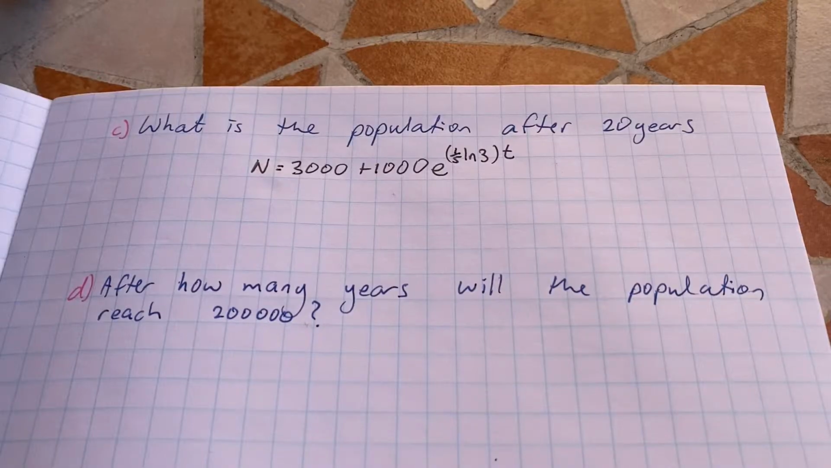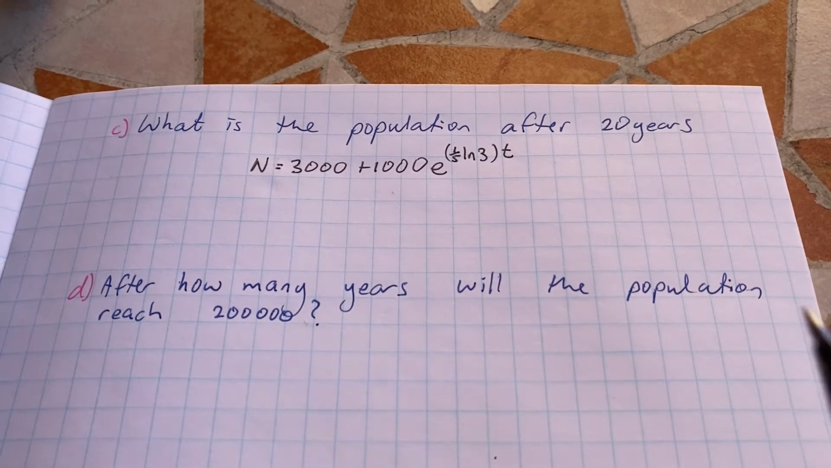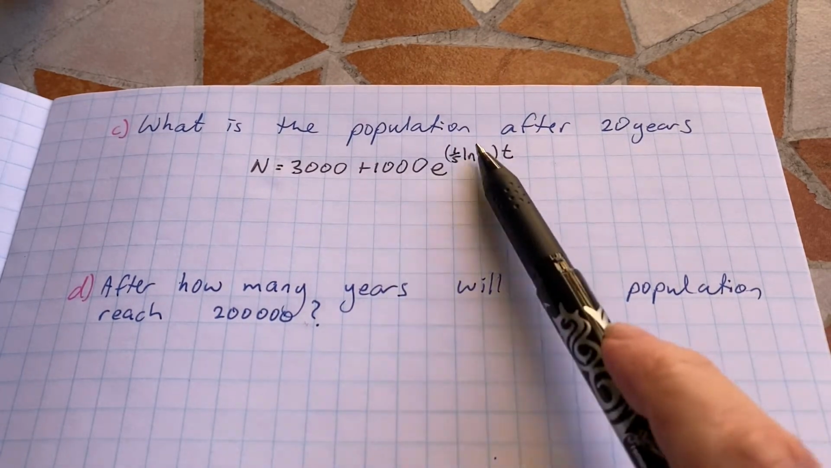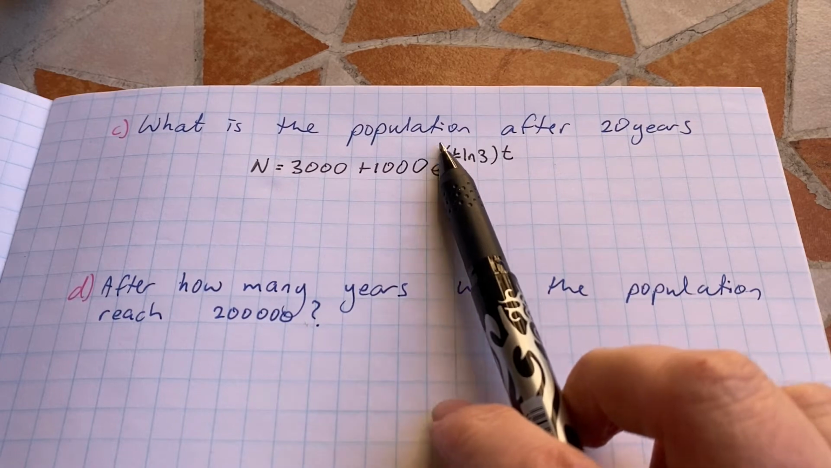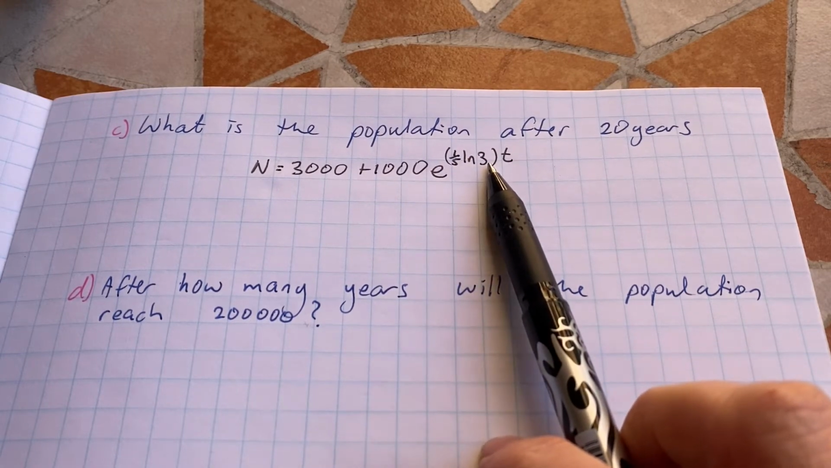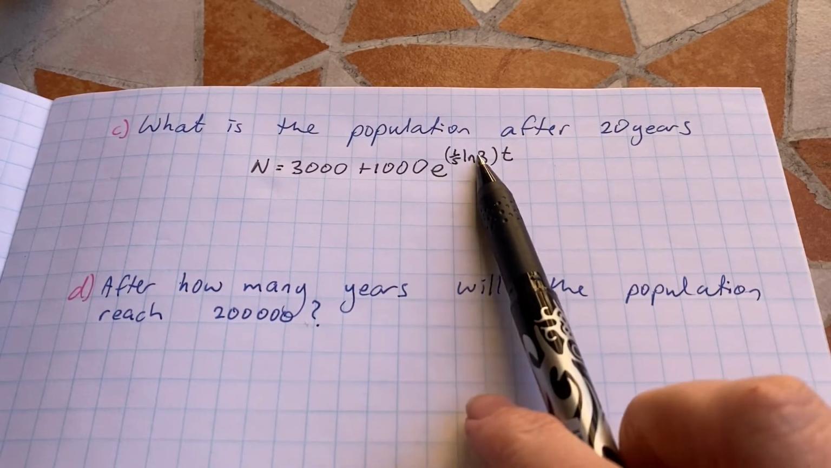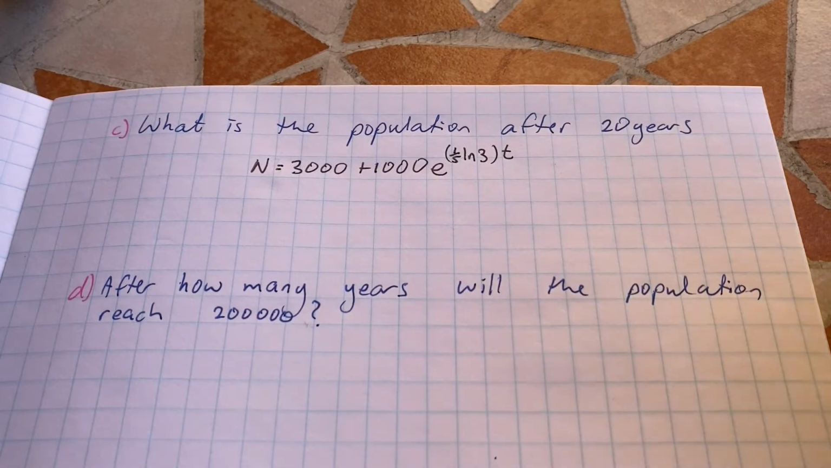So part C asks us, what's the population after 20 years? I've just written our model as it is now. So instead of A, I've got 1,000, instead of k, I've got that number there. I could have written that in the page as a decimal. That's not a problem. That's the way your textbook does it. I'm a big fan of exact values, so I've left it like that.